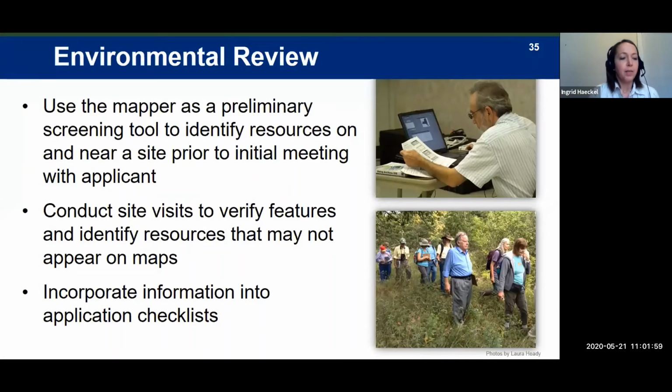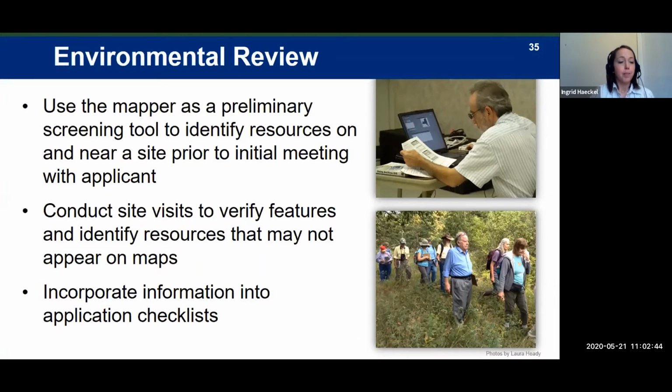So first, we hope you'll use the mapper as a planning reference as you're looking at proposed development projects, and in particular as a preliminary screening tool to help identify potential resources of conservation concern on or near a site, and to understand the overall environmental context of a project. Ideally this would happen very early in the planning process, preferably in preparation for a pre-application or pre-conference meeting with the project sponsor, so that potential areas of concern could then be incorporated or influence the project design. And of course, you should always conduct site visits to verify features and identify other things that might not show up on the maps.